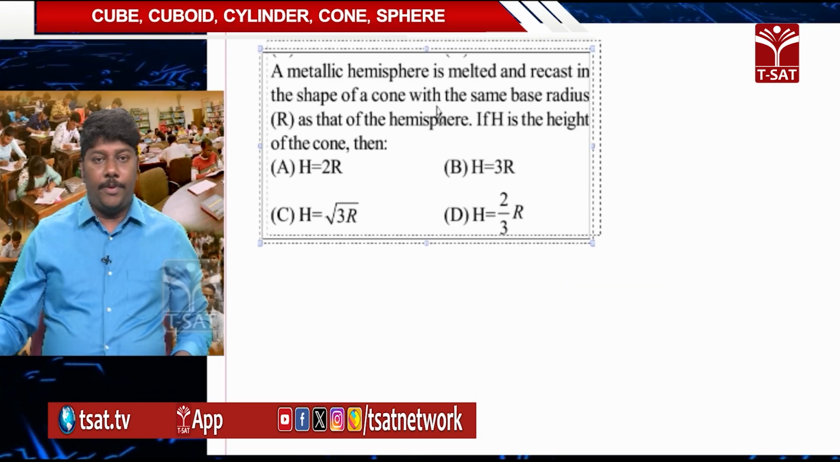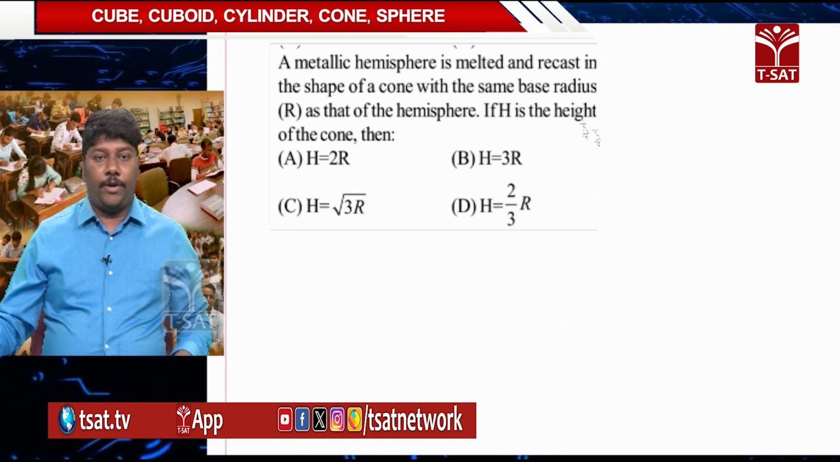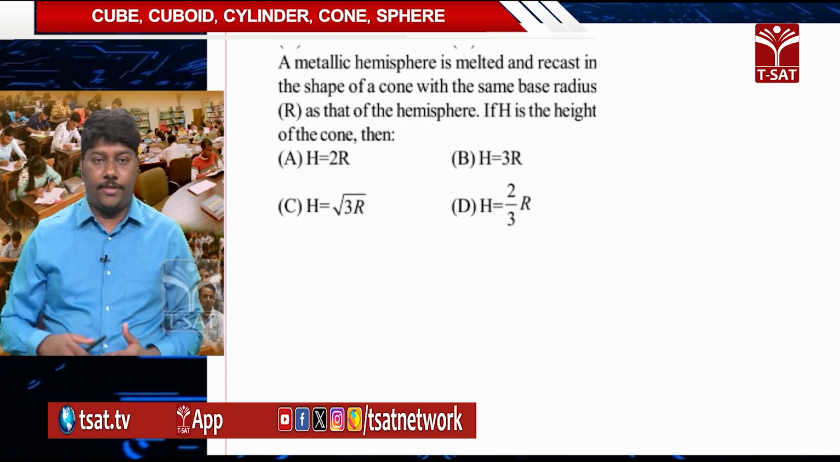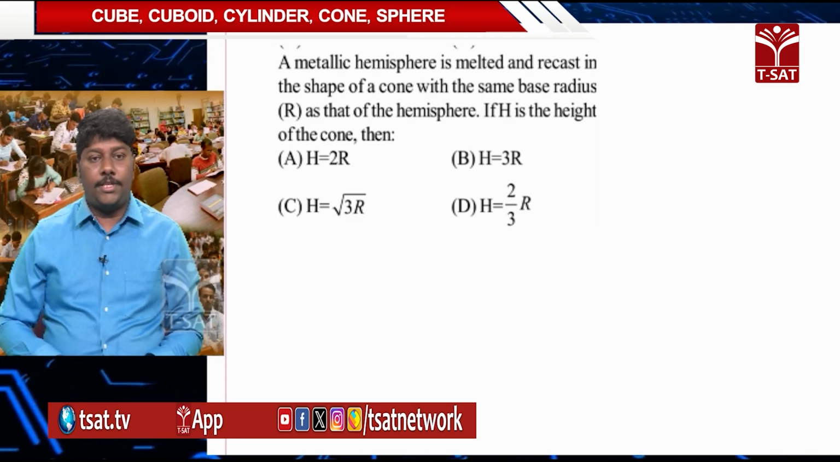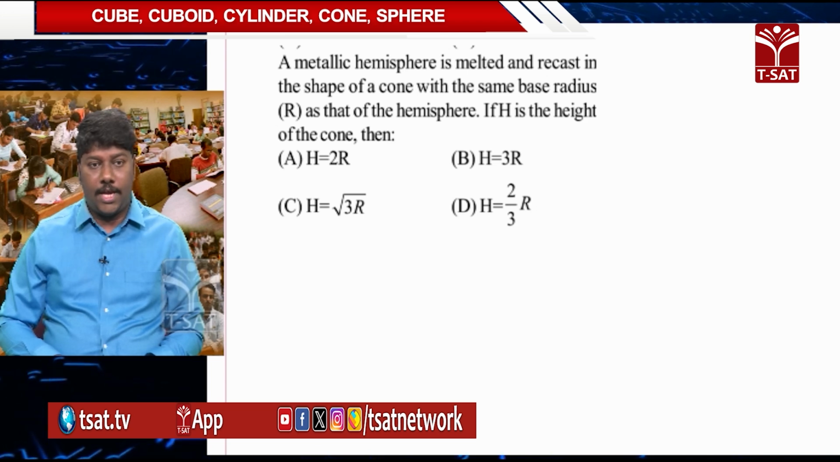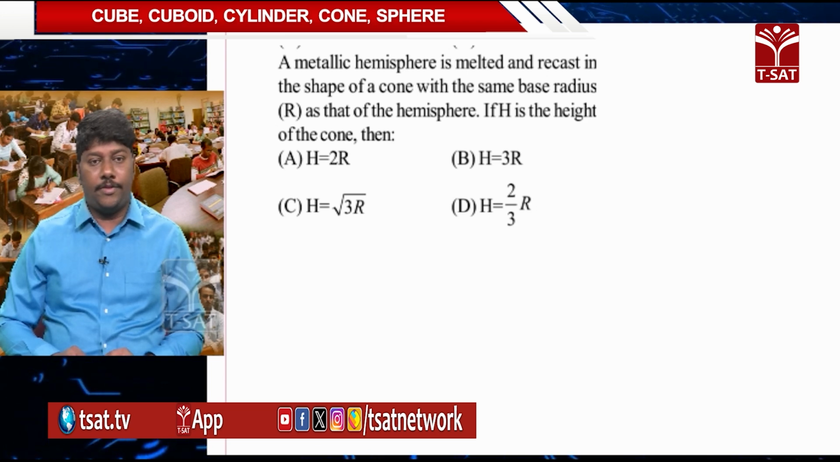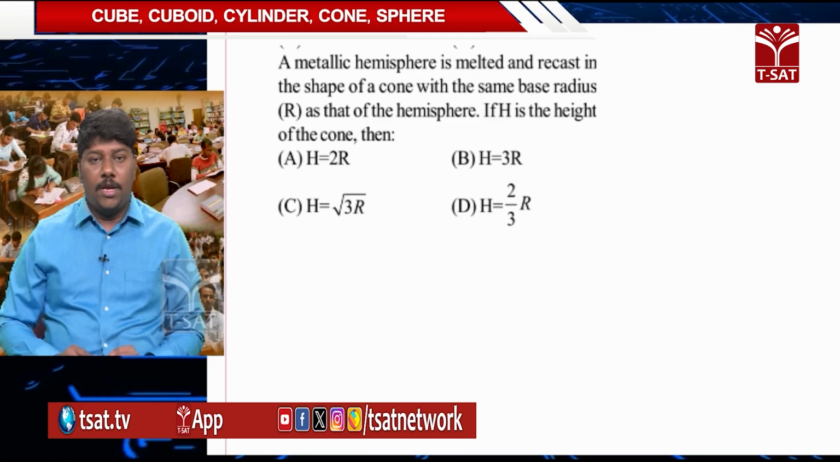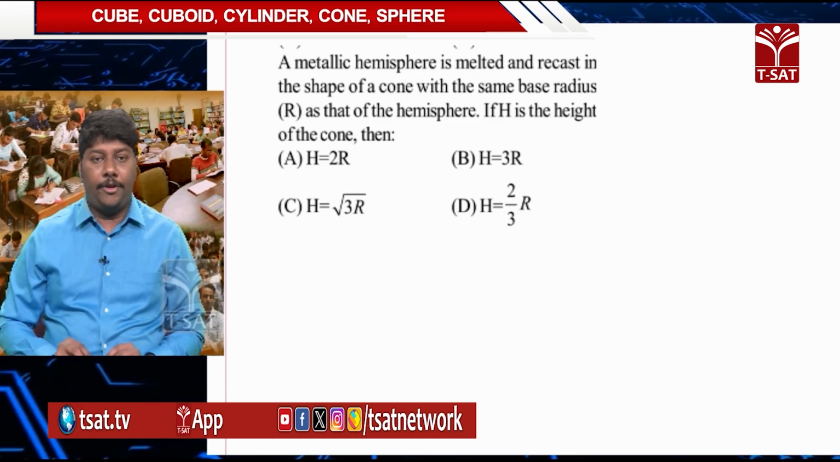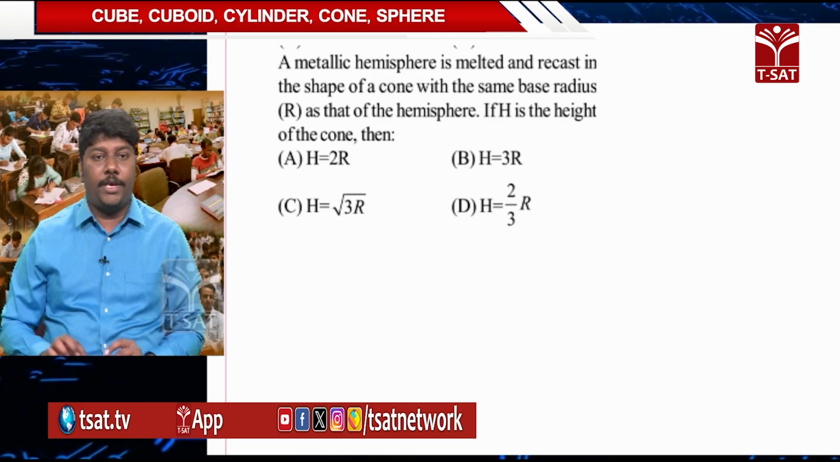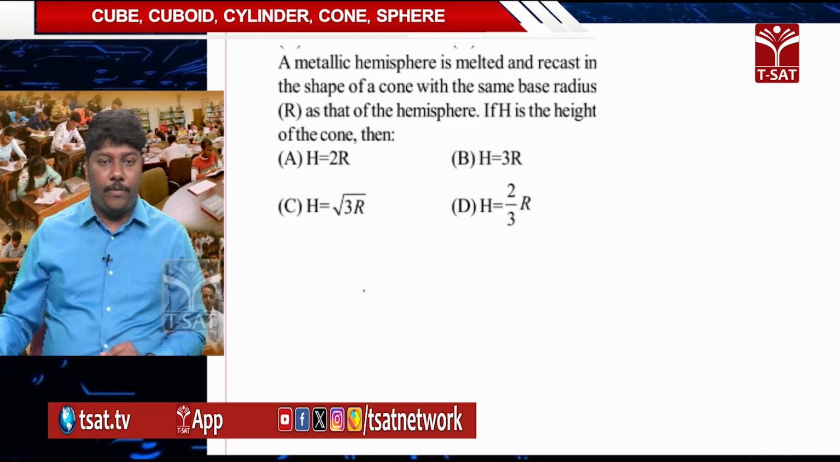A metallic hemisphere is melted and recast in the shape of a cone with the same base radius capital R as that of the hemisphere. If h is the height of the cone, then he is asking you the relation between the radius of the hemisphere and the height of the cone, and for both of them the radius is same. You are melting a hemisphere and you are forming a cone, it is related to both sphere and cone. So you just need to equate their volume.